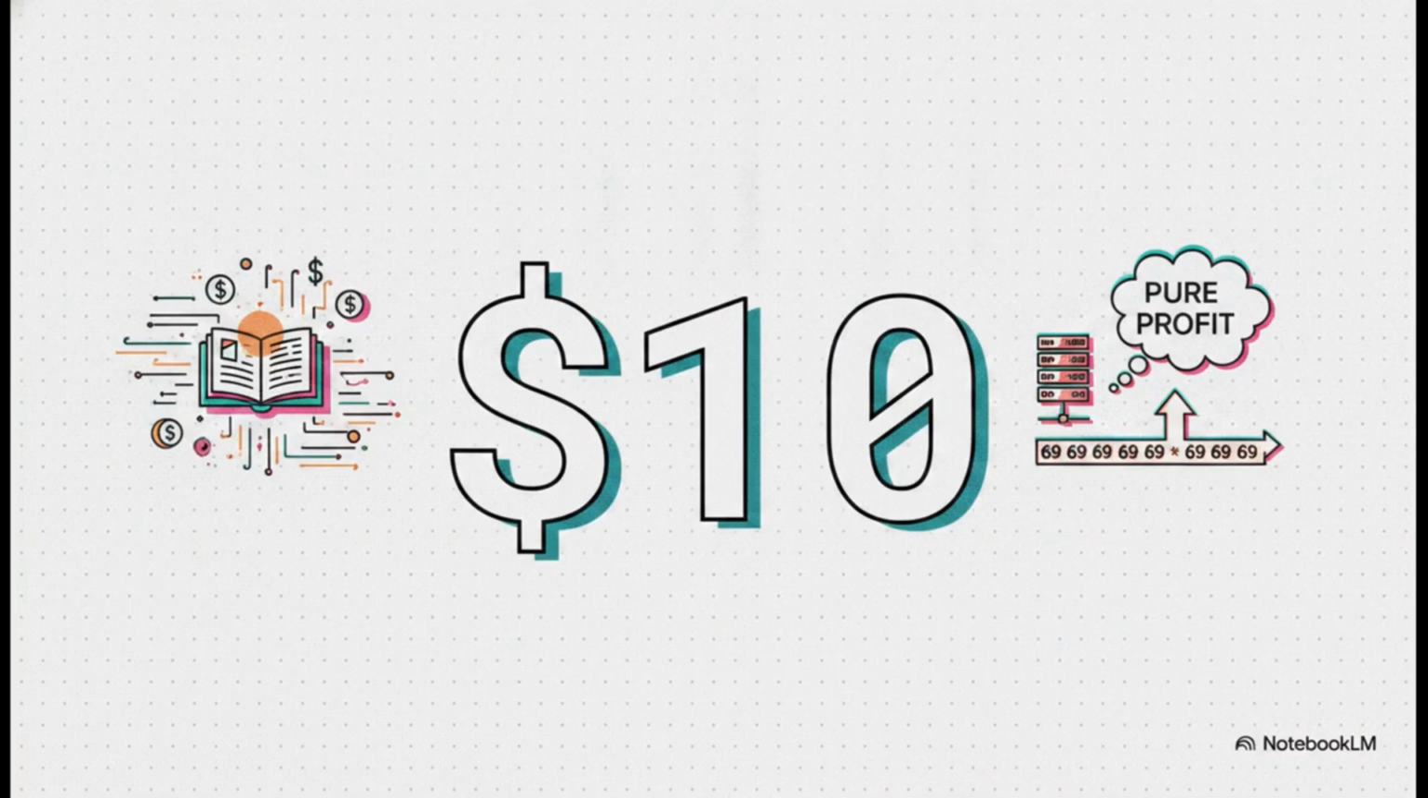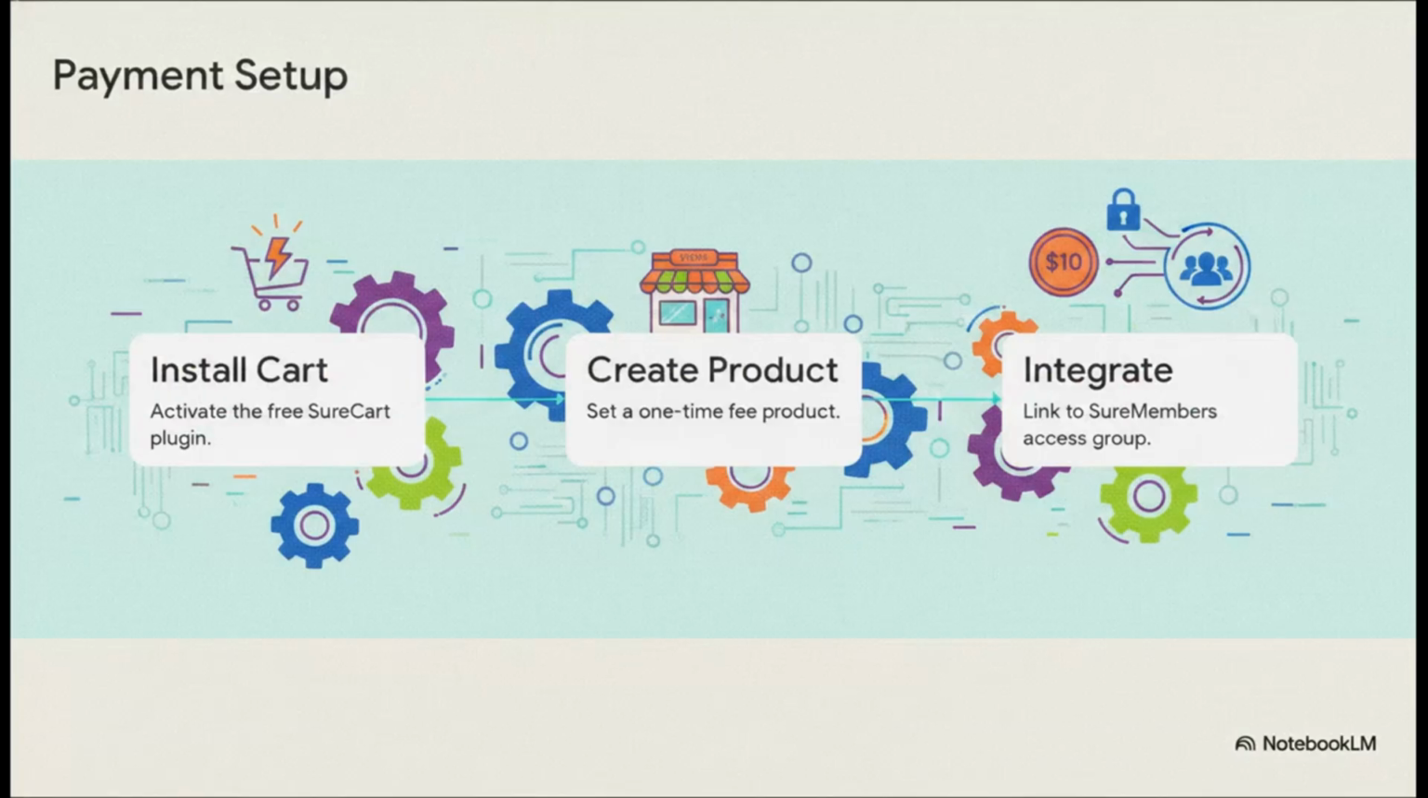Let's just talk about the business math here for a quick second, okay? Imagine pricing an ebook you wrote at $10. Now, SureMembers does have an upfront cost because, remember, it is a premium plugin. However, selling just 69 copies of your $10 ebook easily covers your premium plugin costs completely. Just 69 copies. Once you hit that remarkably low threshold, everything after that is pure profit going straight to your bottom line.